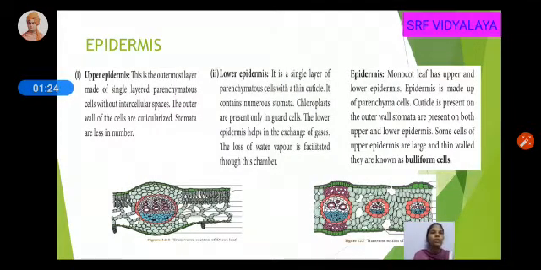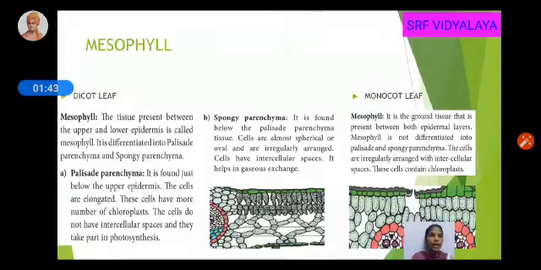Now we go to the epidermis. The epidermis is the outermost layer. The leaf has the upper epidermis and lower epidermis. In both monocot and dicot, upper epidermis and lower epidermis are seen. Now we shall go to the upper epidermis of a dicot.